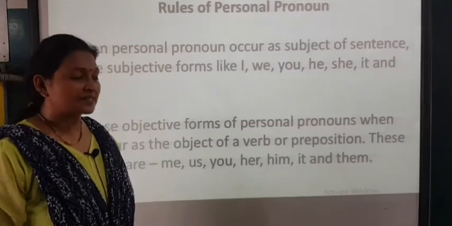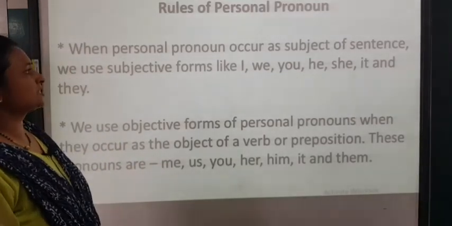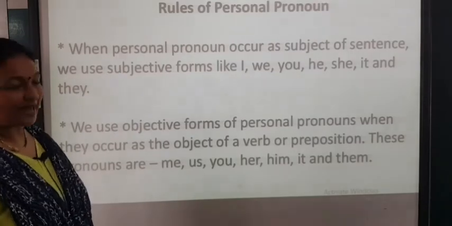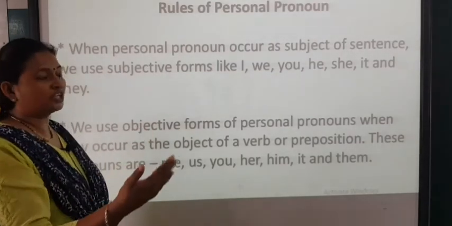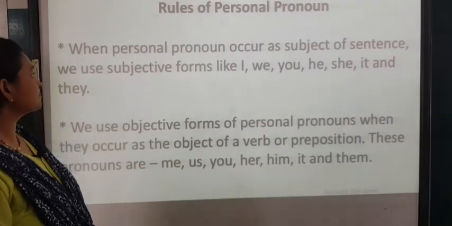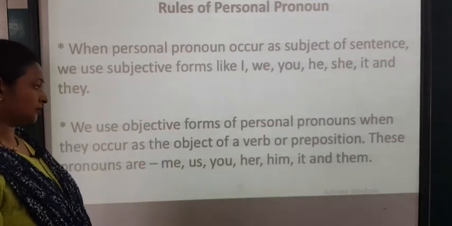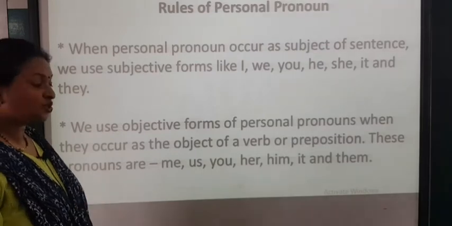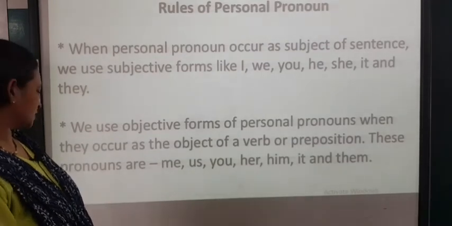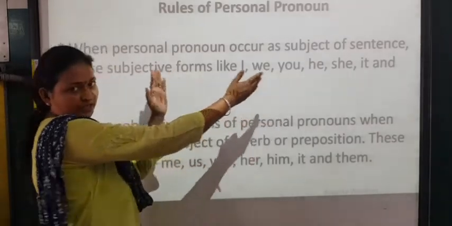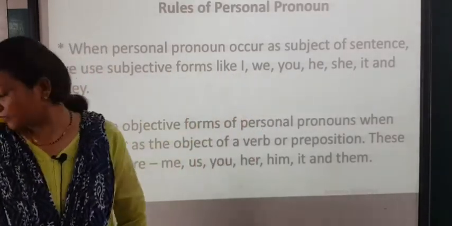Now, rules of personal pronoun. When personal pronoun occurs as subject of sentence, we use subjective form. As I told you, I, we, you, he, she. So, these are subjective form. We use objective forms of personal pronouns when they occur as the object of a verb or preposition. These pronouns, now these are all objective, these are subjective. We just did that in the table.